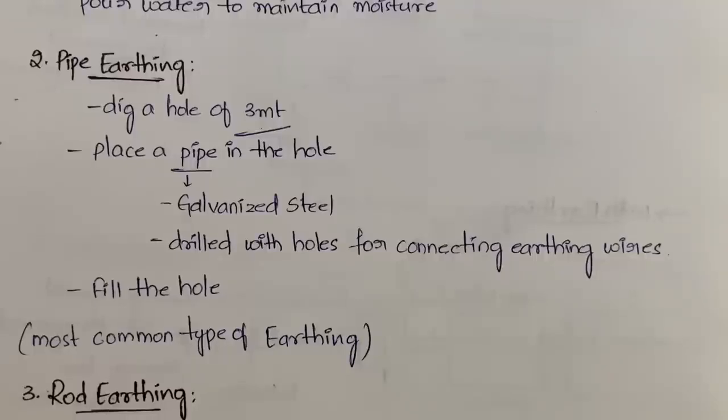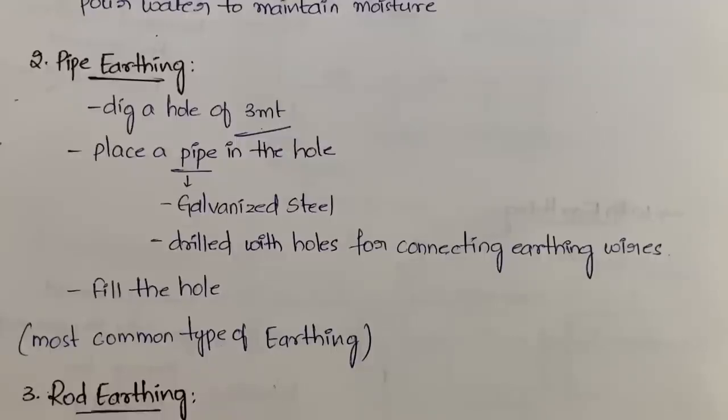We are using a plate made up of galvanized iron. In case of pipe, we are using galvanized steel, and you have to put holes in the pipe. Why? In order to connect the earthing wires. You need to connect the earthing wires, right? So you put some holes so that you can pass the wire through the hole. Next, you have to fill the hole again with the same charcoal and salt mixture, and this is the most common type of earthing. Got it?